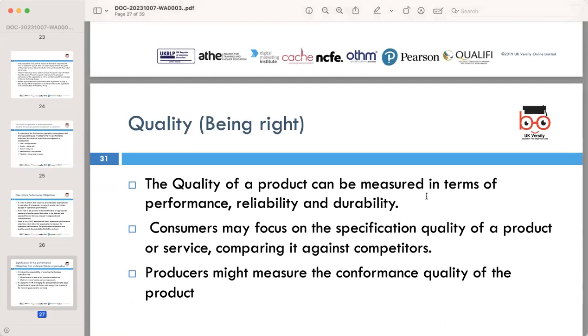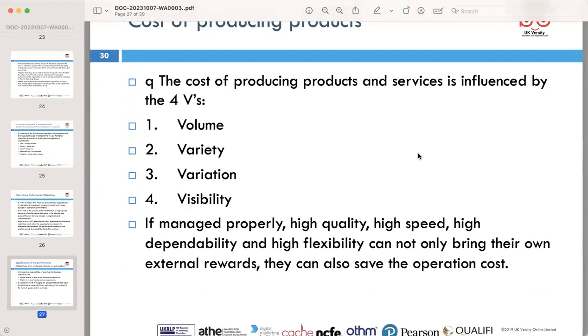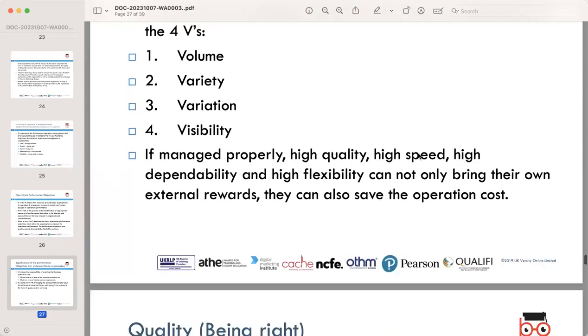Quality also being right. So also keep in mind that cost of production is an important factor for a business to consider when assessing its financial health. So if a product's cost of production is consistently higher than the profit, the company may cease production to stay within budget.